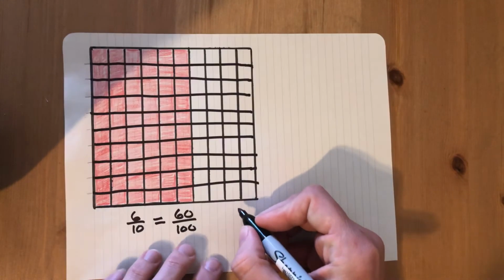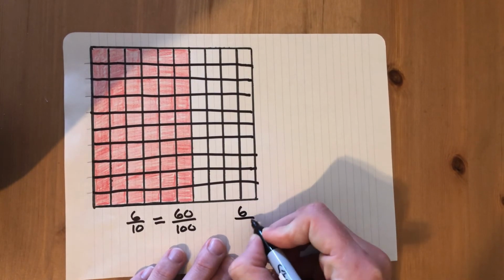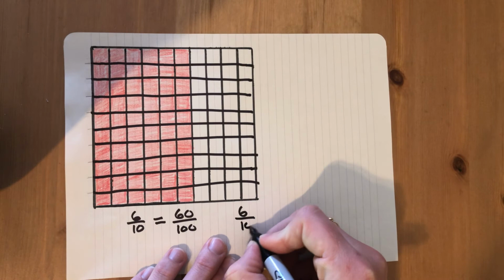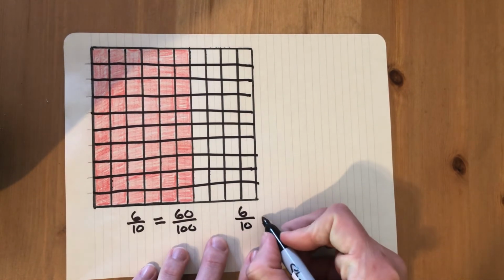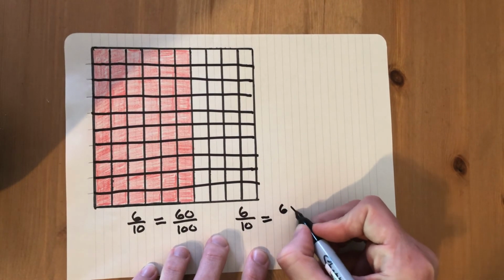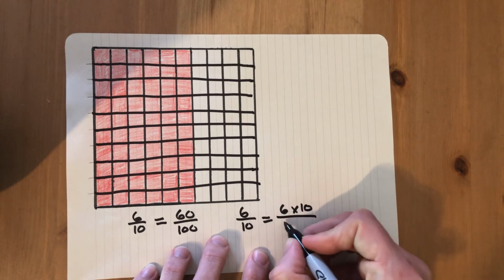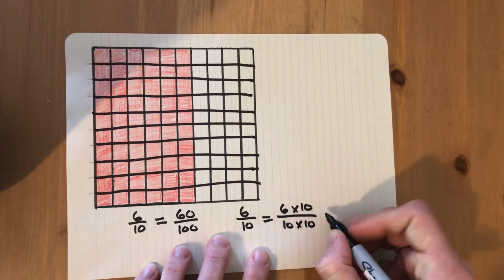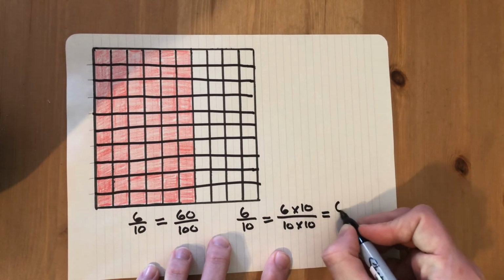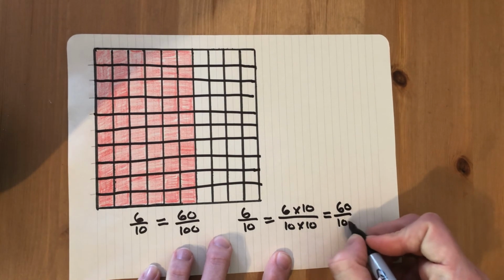Again, we can use a quick multiplication sentence to help prove our work. So we started with 6/10. It is equal to 6 times 10 over 10 times 10. That is equal to 60 over 100.